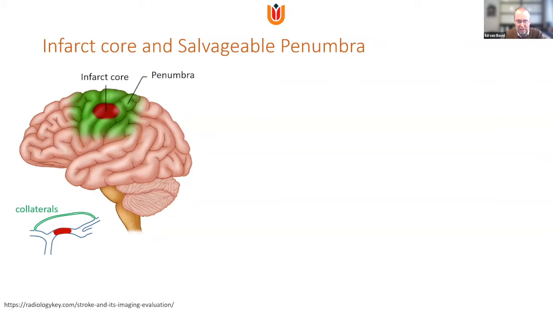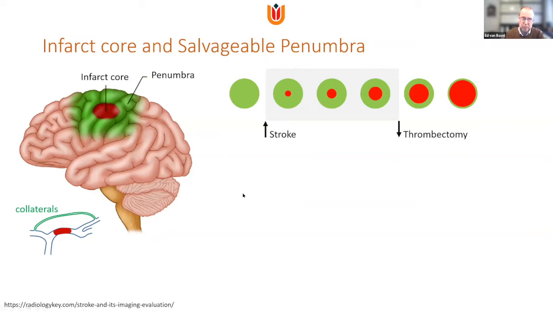It turns out that the collateral status between patients is highly variable. So there's a collateral that keeps the tissue alive for a couple of hours, but it still progresses. It's not enough to maintain sufficient perfusion over a long time. And what you would see is that the infarct starts to grow and grow and grow. So we get more core and maybe less penumbra over time until we do the reperfusion or the recanalization. But then we still see the core growing.